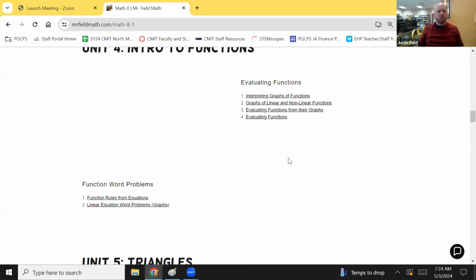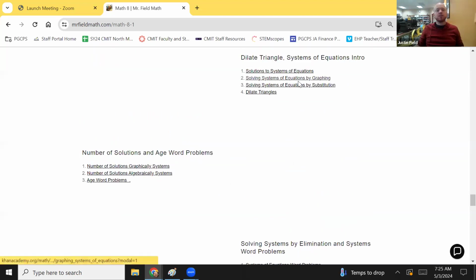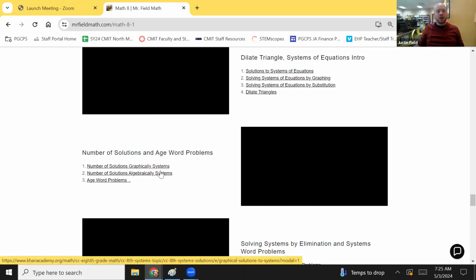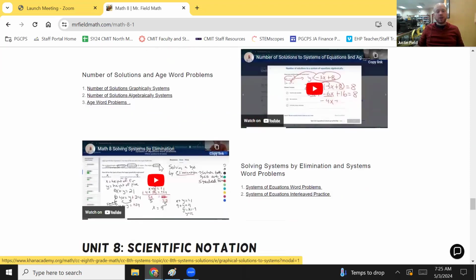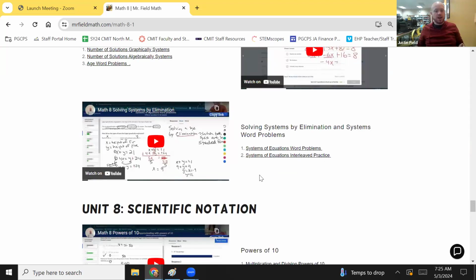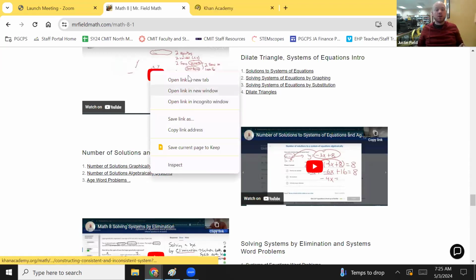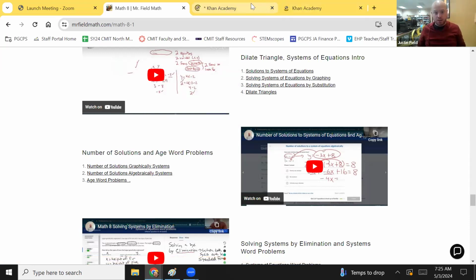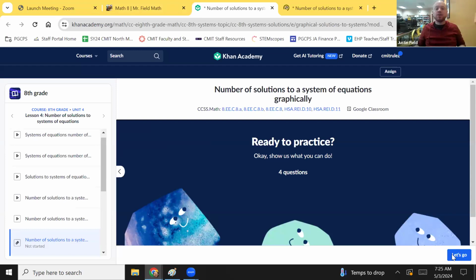Okay, so we've done mostly all of this. We did skip a few things, but now we're in systems of equations, and we've done these three. We're not going to do dilate triangles, but now we are going to go to number of solutions. So one more week of systems, really maybe two if we tackle the word problems, skip scientific notation, and move on to data at the end of the year. But right now let's talk about number of solutions. Are you ready? I hope you said yes and not a sarcastic no, because attitude is everything.